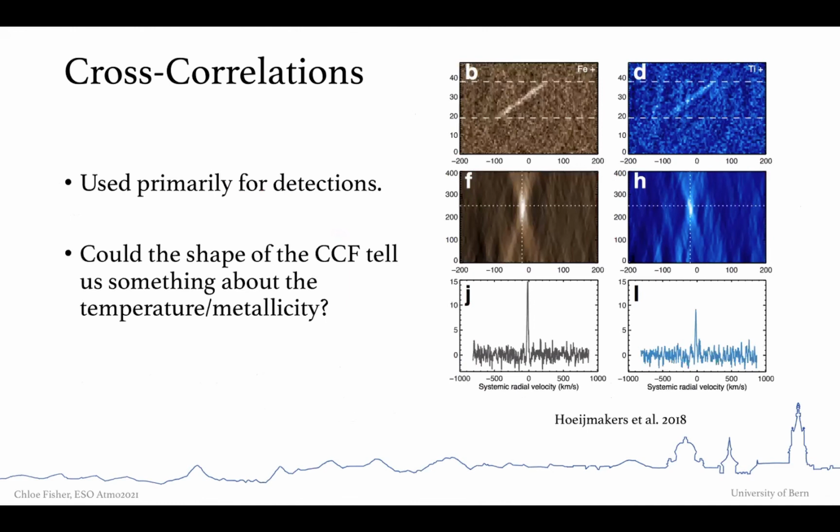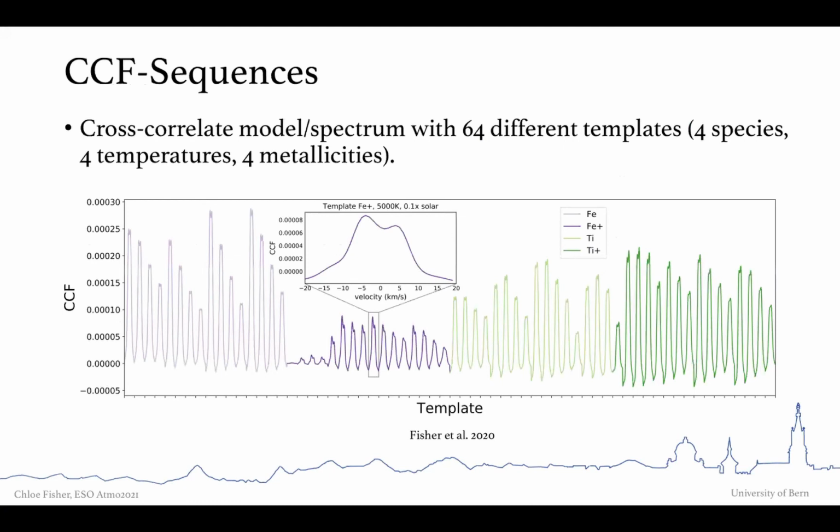Okay, so this is an example of what cross-correlations look like. Like they said, they're used primarily for detections. So when you see a peak in this cross correlation, you know that the species is there. So our goal was to say, can you relate the shape or height of these CCFs to the atmospheric parameters? And we did this by running lots of cross correlations and building what we call CCF sequences.